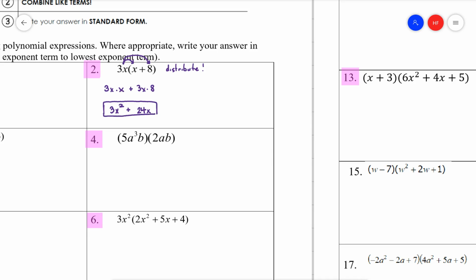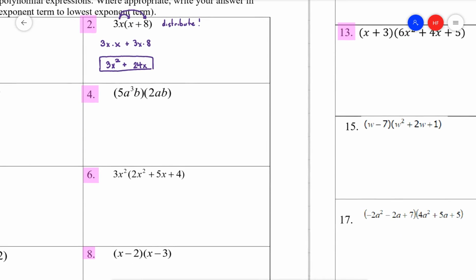So with number 2, we just distributed the 3x. It works the same way as distributing a number. Just make sure that we keep that x on there.